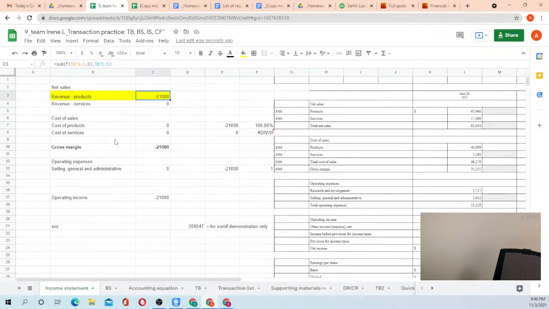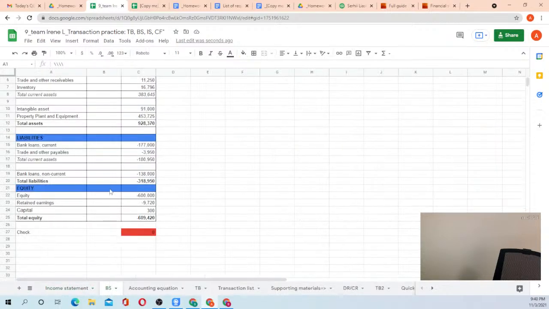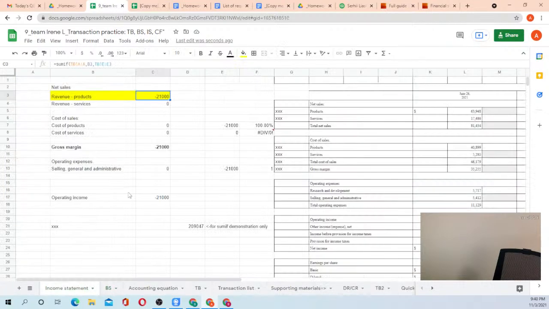So that should be an easy exercise for those who did the balance sheet. That should be an easy exercise. Hopefully you will be able to do it.